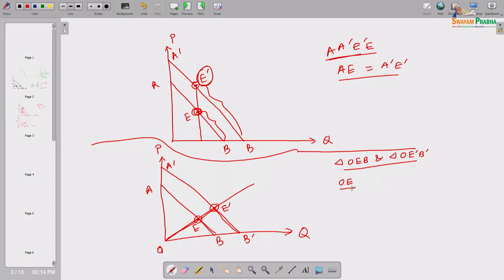OE by EB is exactly equal to OE' by E'B', right? So, that is, suppose, our equation number 1.